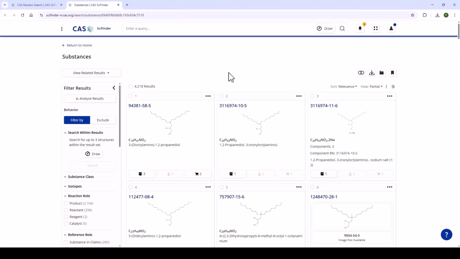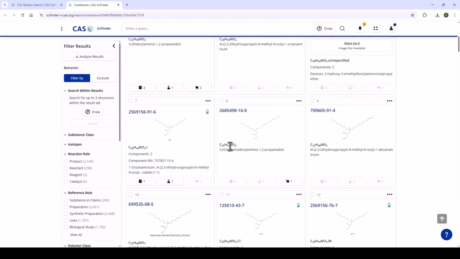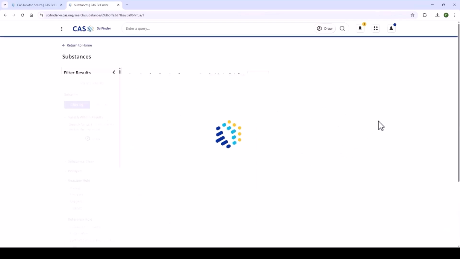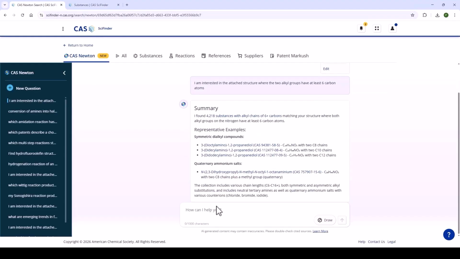So if we look at the link that we've been provided, we see that we have those results. We can take a further look at that. We can also sort it a little bit differently to see what kind of impacted substances we have. And we see that we get some cyclic substances as well. So we didn't quite lock down the structure, but I can go back to Newton and simply say, please remove the cyclic compounds from the results.